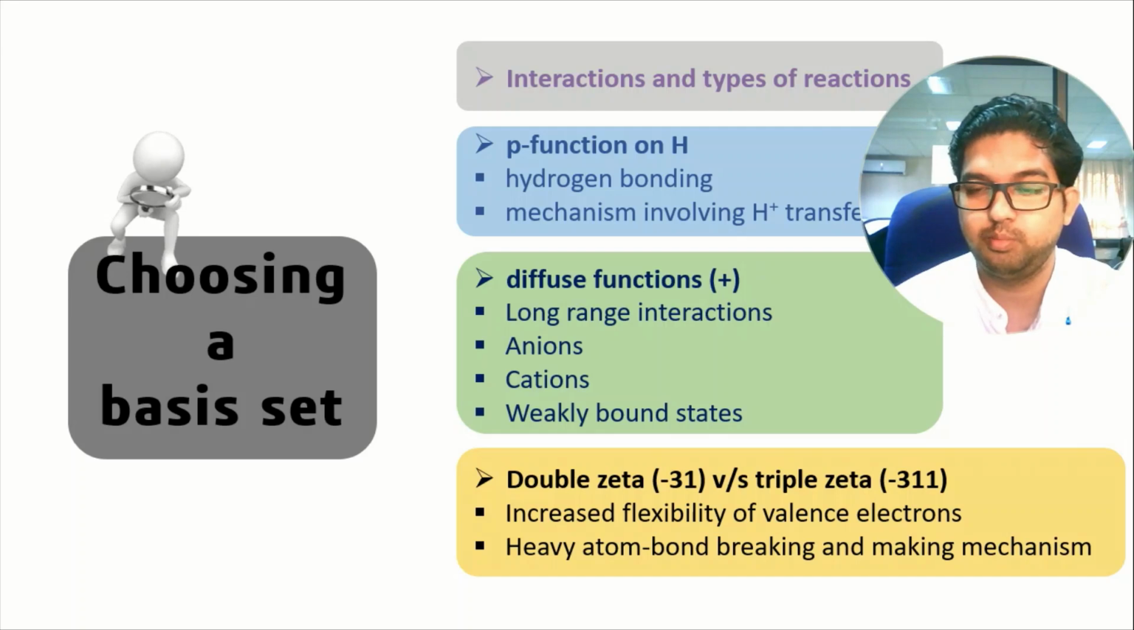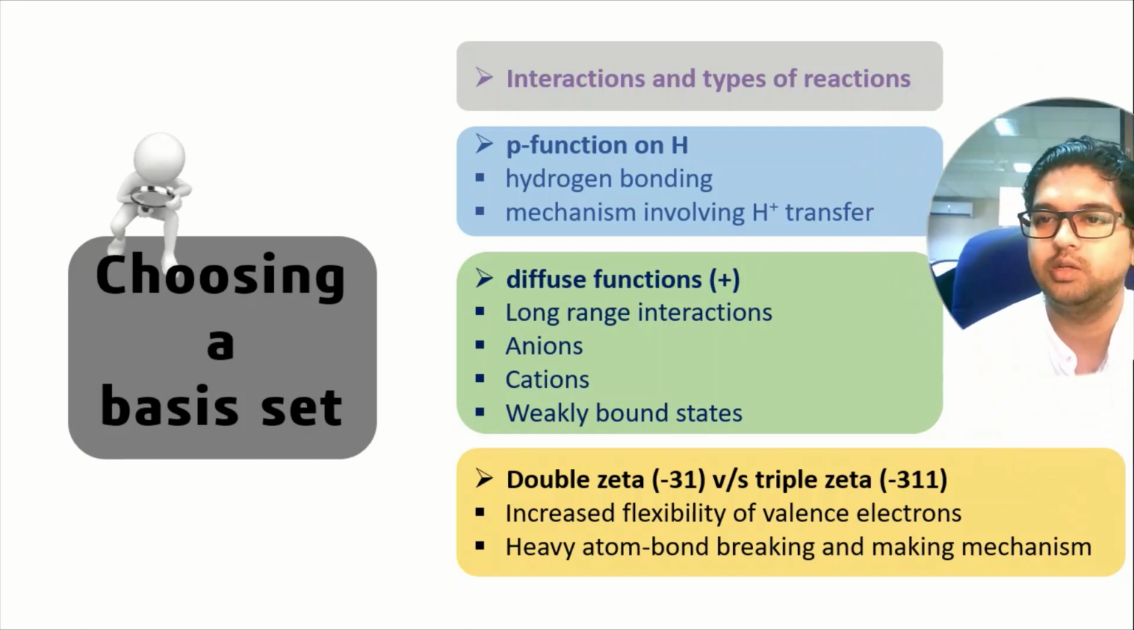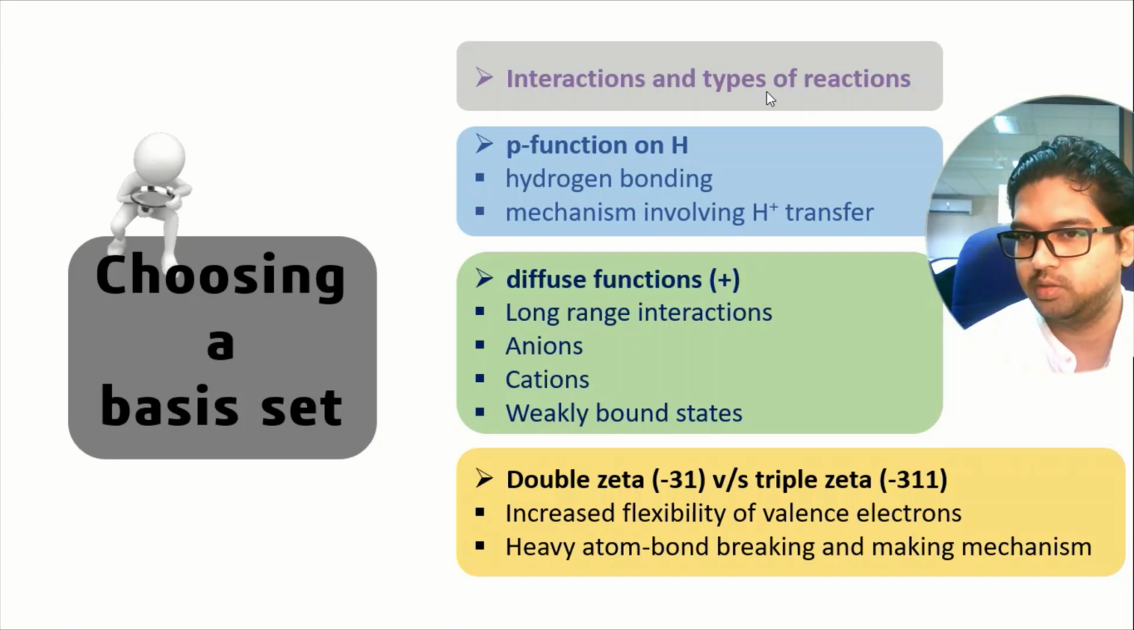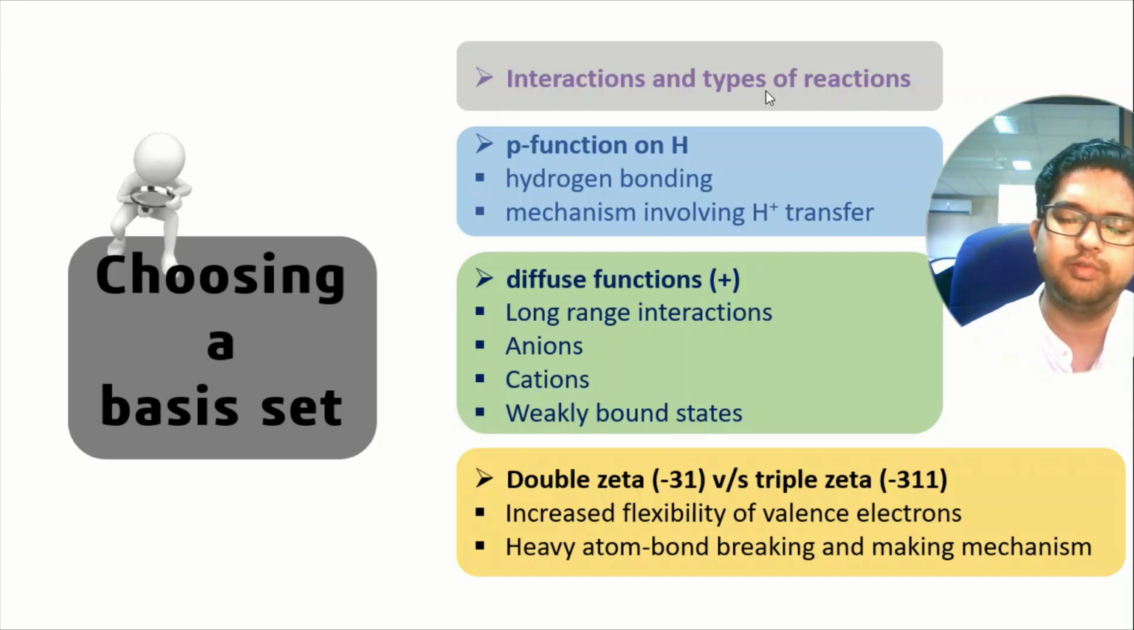Choosing a basis set. How do we choose a basis set? First, we have to see the interactions and the type of reaction. What are the different interactions in a molecule, and what kind of reaction are you working with? Suppose there is hydrogen bonding, or a mechanism involving hydrogen bonding, or a hydrogen transfer, an electron transfer, a proton transfer, anything.